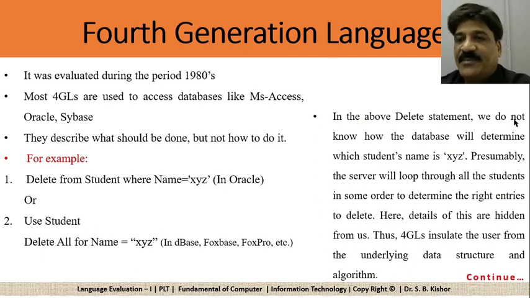In the above delete statement, we do not know how the database will determine which student name is XYZ. Presumably, the server will loop through all the students in some order. Here we don't know in which order it determines the right entries to delete. The details of this are hidden from us. We don't know exactly how this code has been written. Thus, 4GL insulates the user from the underlying data structure and the algorithm. So this is the advantage of fourth generation language. Using a single instruction, you are able to perform various operations.